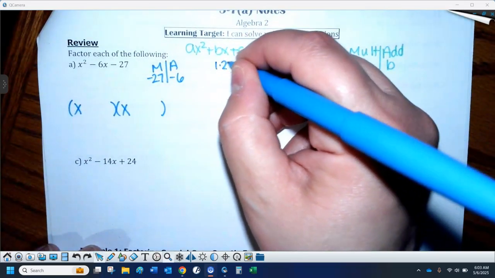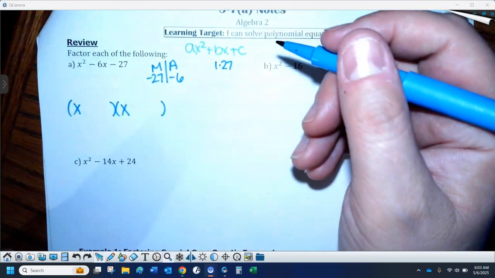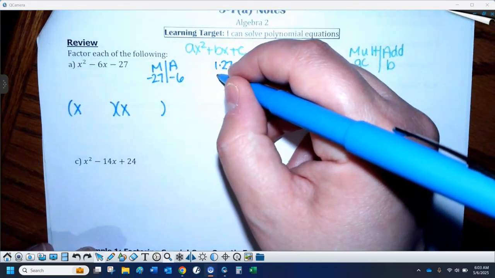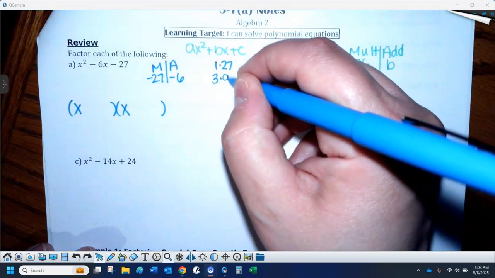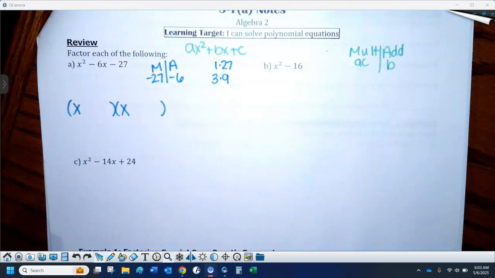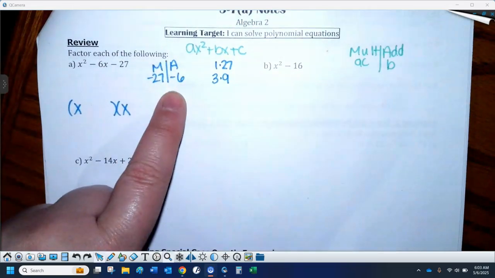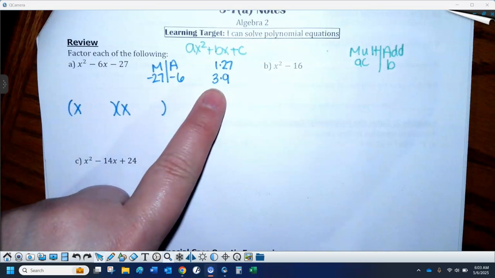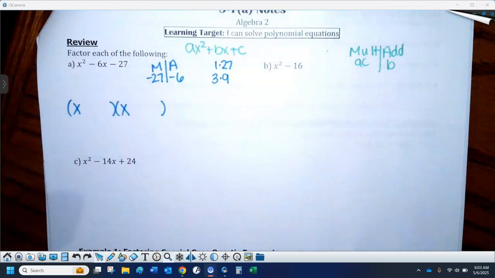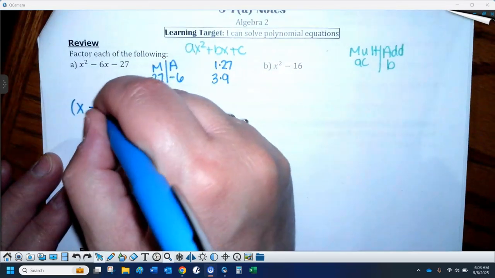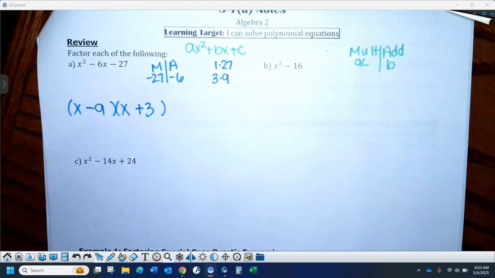If you get tripped up, I always just try to sit there and write as many factors as I can think of for 27. So you've got 1 and 27, and you've got 3 and 9, and really those are your only options for factors of 27. And so I'm looking at this combination here. One needs to be negative, one needs to be positive. So to get the negative 6, we're going to have to use the 3 and the 9. So to make that negative 6, one of these has to be negative 9, and one has to be positive 3.